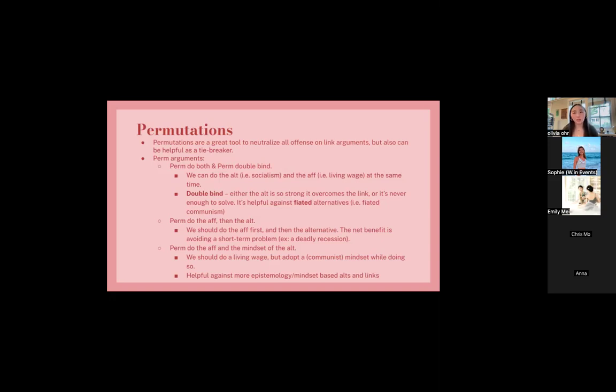You need to make arguments as to why this is not severance, or a reason why you're severing out of your justification of the 1AC. But I think these perm arguments are pretty underrated and really helpful. So if the alternative is socialism and their link argument is reject the concept of the productive worker, you should just say perm, do the aff and reject the concept of the productive worker. This is also especially helpful against the links of omissions. So links that are like, you didn't talk about X enough, you didn't talk about the communist revolution enough. I think these permutations are really helpful against those, but also perm do both definitely resolves those.